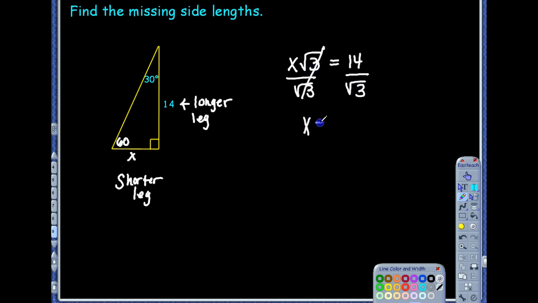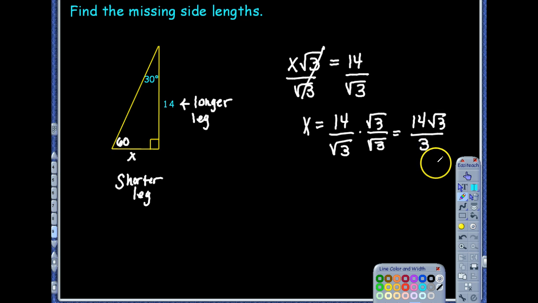So you get X equals 14 over radical 3, but we can't leave it like that, so what am I going to do? Rationalize the denominator, so top and bottom times radical 3. So 14 radical 3 over 3. And 14 doesn't divide by 3 evenly, so that's just my answer. This is the shorter leg. Okay. So we've got one piece found.